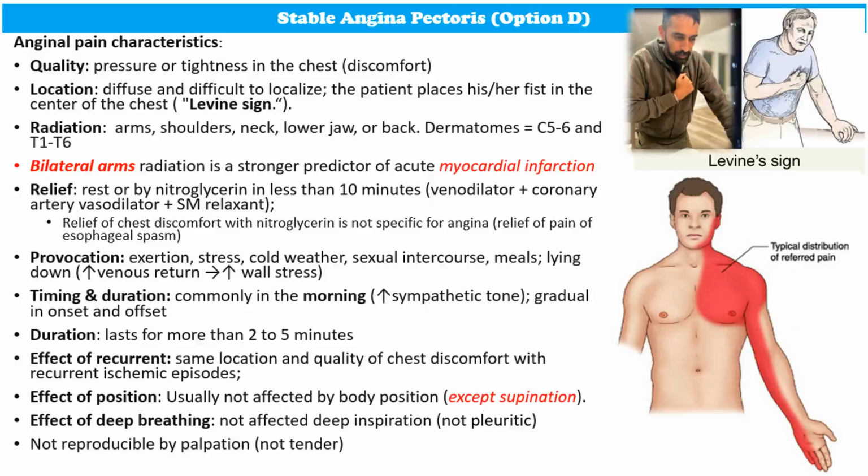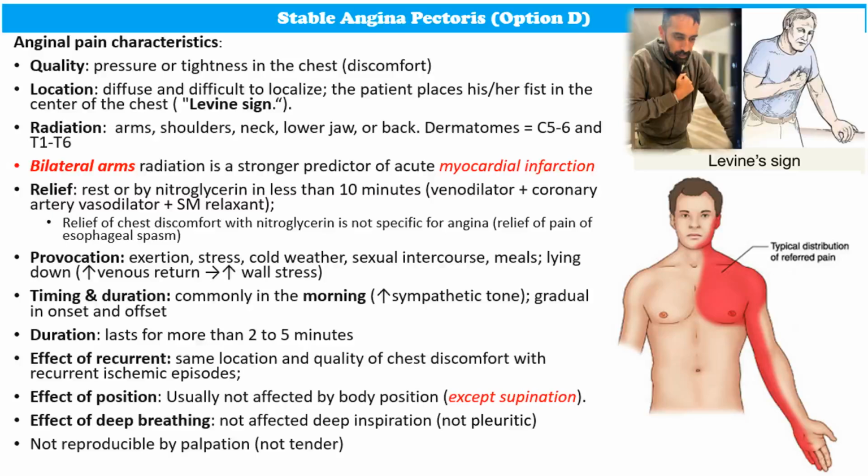The location and radiation of angina is usually the same each time. Occasionally, the location and radiation, but not quality, may be different after bypass surgery due to the disruption of the neural innervation of the heart. Angina is often elicited by activities and situations that increase myocardial oxygen demand, including physical activity, cold, emotional stress, sexual intercourse, meals, or lying down, which results in an increase in venous return and increase in wall stress.